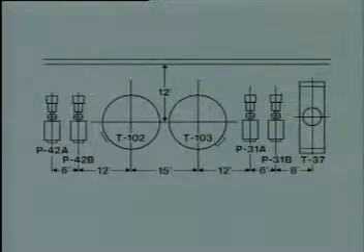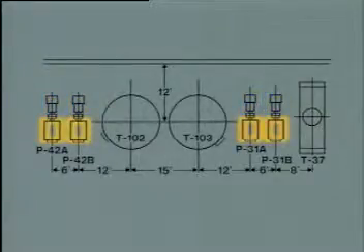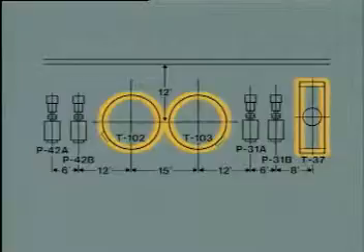An equipment arrangement diagram shows locations for pieces of equipment. Each type of equipment is represented by a symbol. For example, these symbols represent pumps, these represent motors, and these represent tanks.